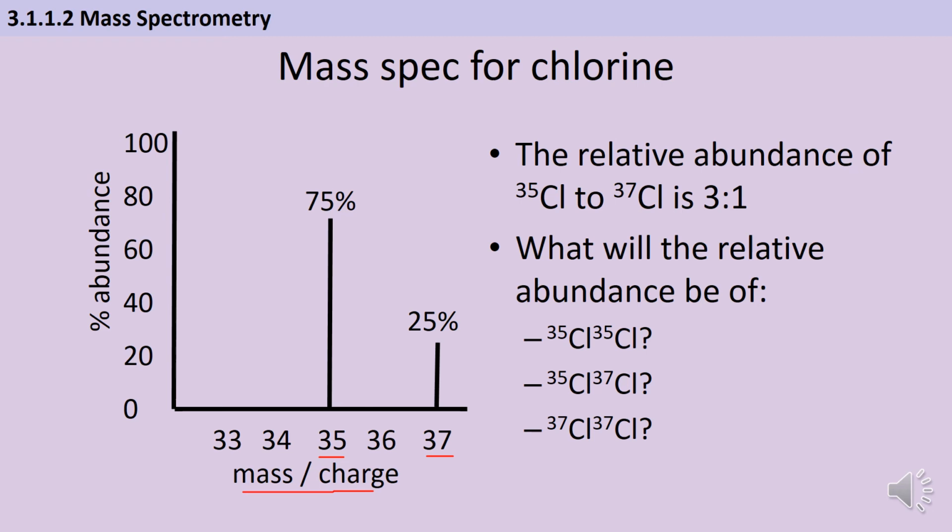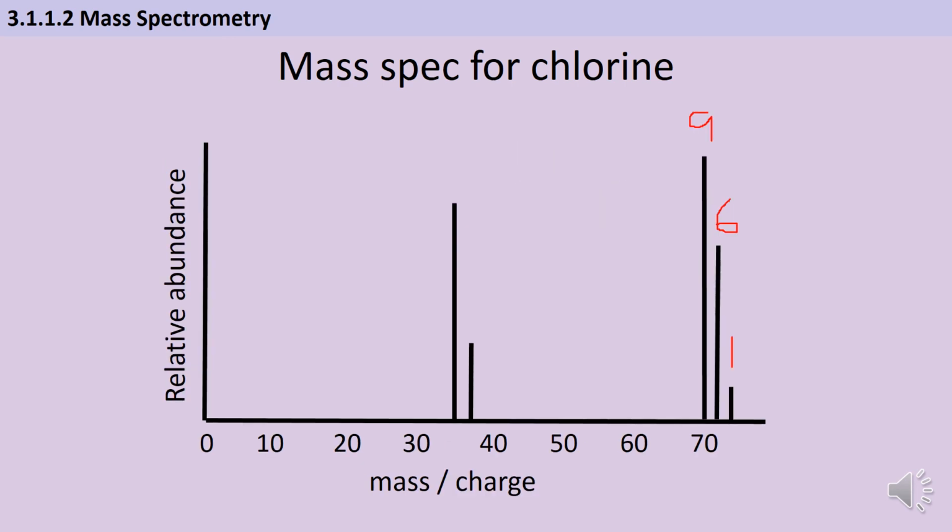And then we can get some funny things. So this is a mass spec for atoms of chlorine, but of course chlorine usually goes around as a diatomic molecule. So let's say that we have a relative abundance of 3:1 for 35 to 37 chlorine atoms. So what will the relative abundance be of 35-35 chlorine molecules, 35-37 chlorine molecules, and 37-37 chlorine molecules? Well, if we actually look at the mass spec that you get for chlorine, what we see is that we've got a ratio of 9 35-35 to 6 35-37 to 1 37-37.